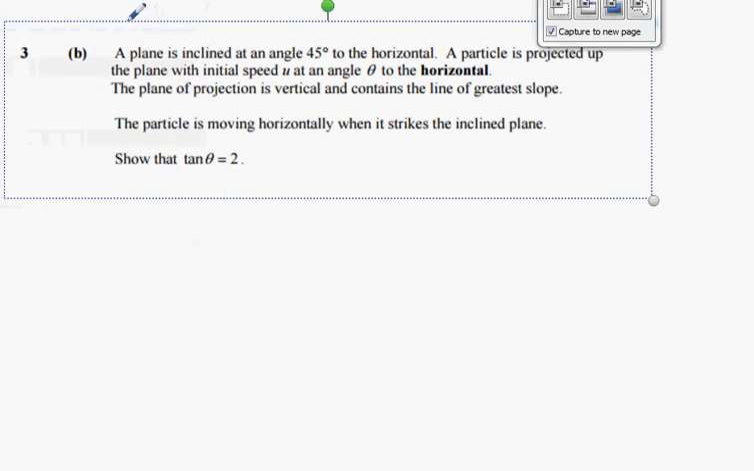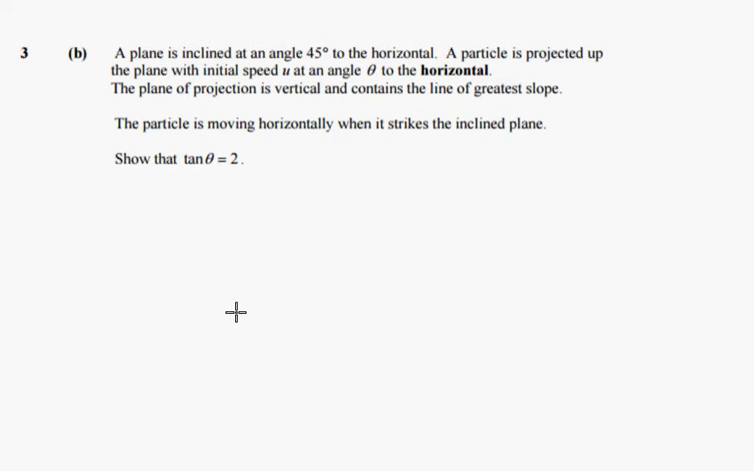Okay, so what we have here is a plane inclined at 45 degrees to the horizontal. A particle is projected up the plane with initial speed u at an angle theta to the horizontal. Now, they're nice enough to put it in bold to really spell out what's going on here. Okay, it's 45 degrees. We're all okay with that. That's no worries whatsoever. Usually we say, oh yeah, look, angle theta here.